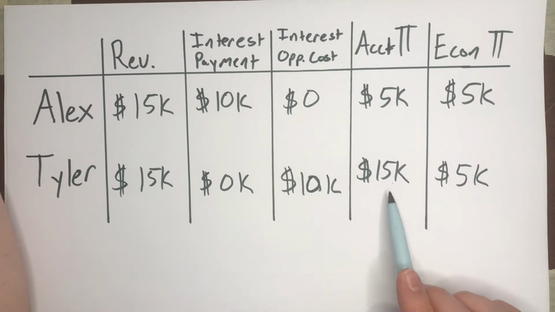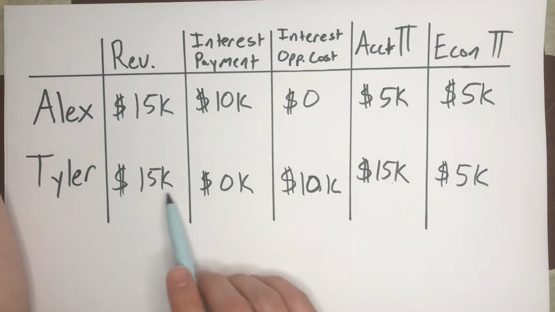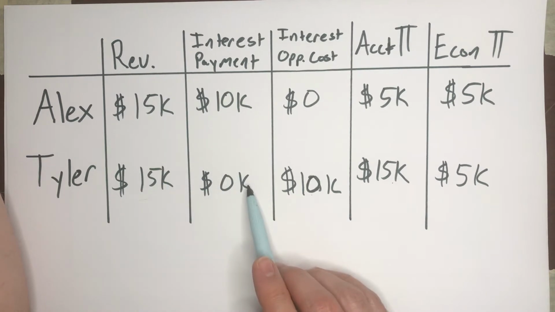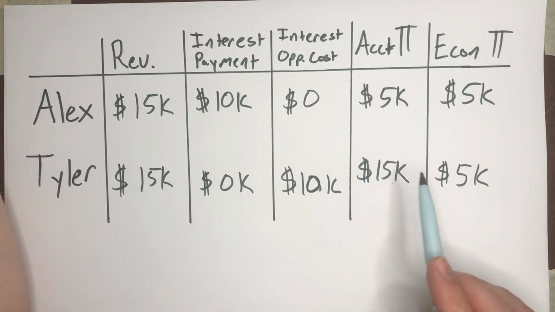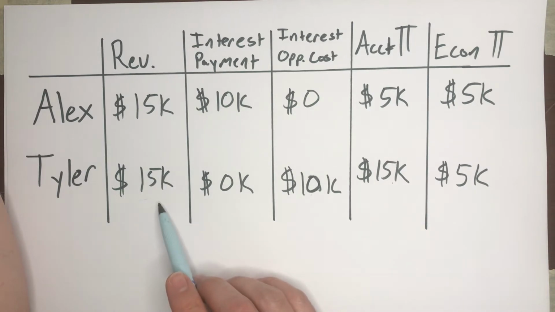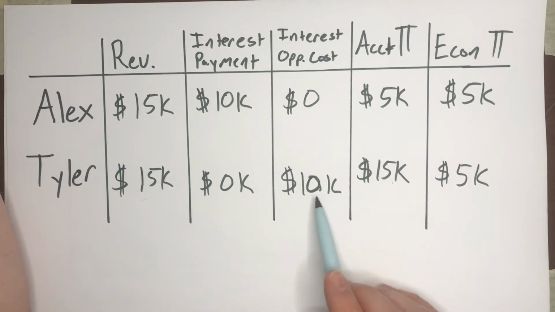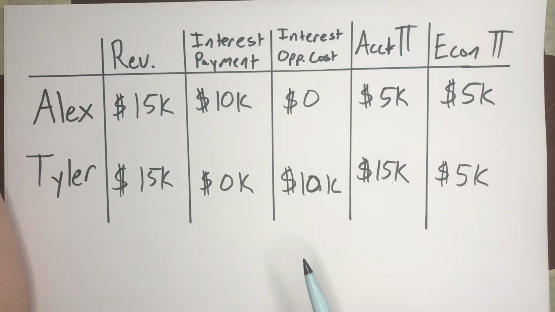The accountant takes his $15,000 of revenue and doesn't subtract anything from it, okay? Whereas the economist takes the $15,000 of revenue and subtracts a different cost of $10,000 in opportunity cost and finds a different economic profit than the accounting profit, okay? So that is the answer to problem 10 in Facts and Tools.